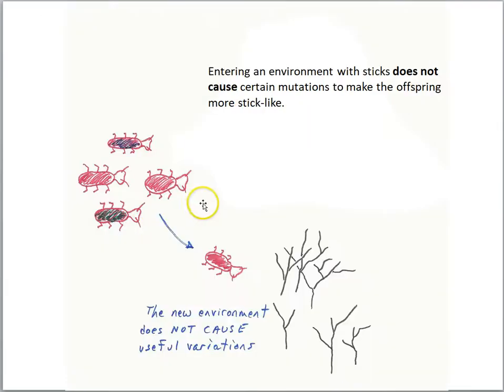And what would that really mean? Well, consider the story of the stick insects. So the ancestral population enters into a region with sticks. The idea here of randomness is that just because there's sticks here, the new environment does not cause useful variations. Right? So the environment with sticks does not cause certain mutations to make offspring more stick-like. There's no way that the stick-like environment can get down into the DNA and influence the production of sex cells so the next generation looks more like a stick.